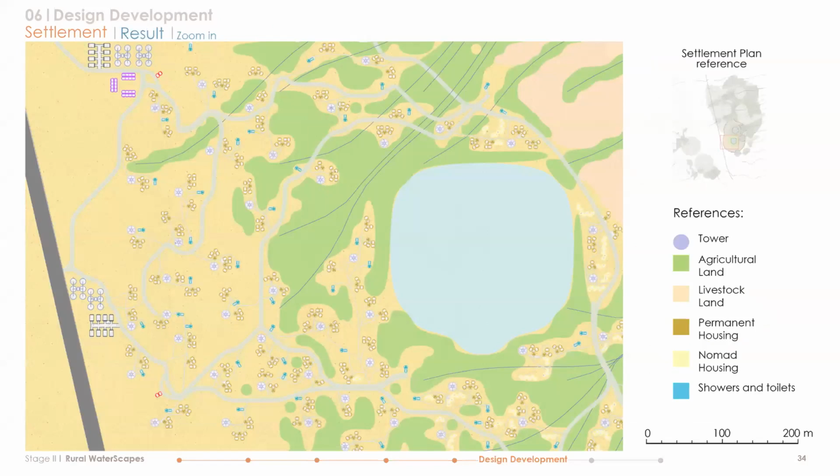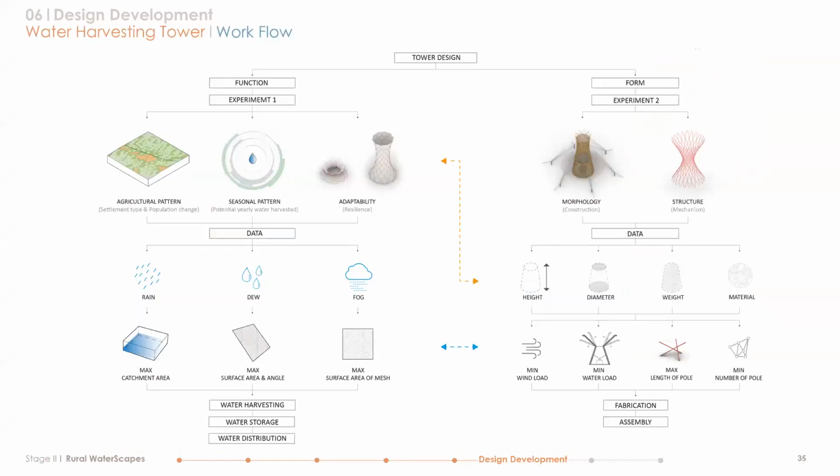But in the end, they proposed this initial planning where they distributed the water towers, lands, livestock lands, permanent housing, nomad housing, and so forth. And of course, the water tower is very important in their case.